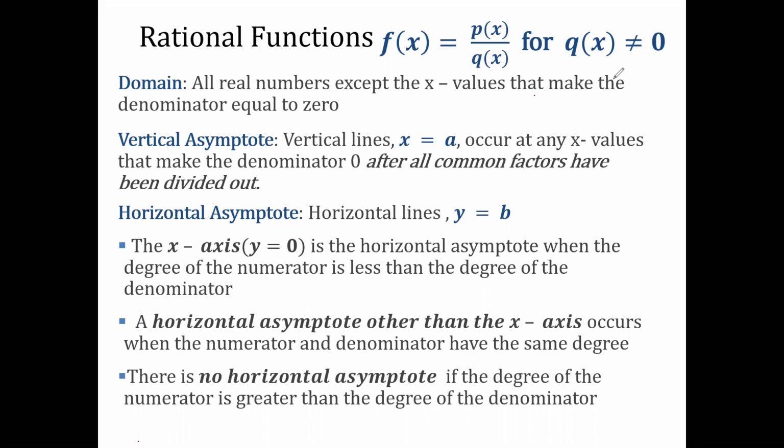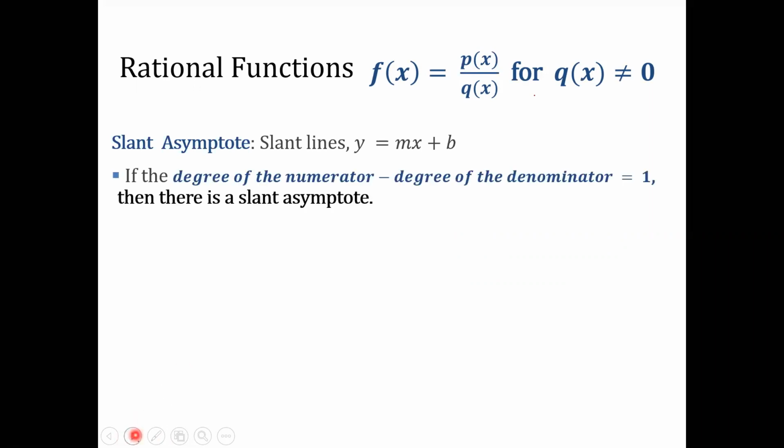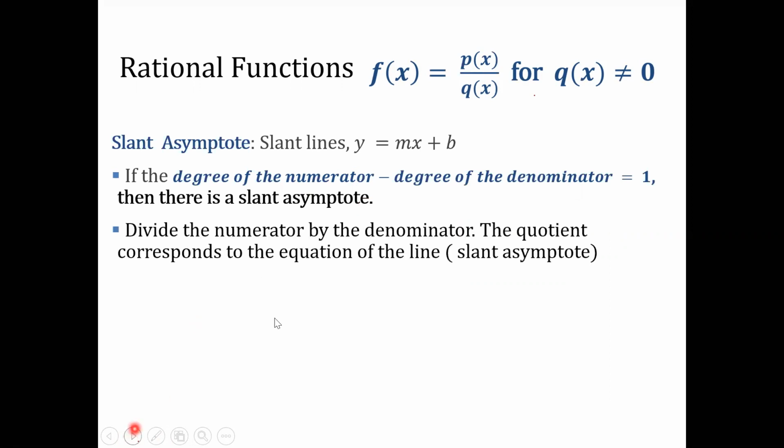Okay, let's proceed. Next. So you have the slant asymptote y equals mx plus b if the degree of the numerator is 1 more than the degree of the denominator, meaning degree of the numerator minus the degree of the denominator is equal to 1. Then you have a slant asymptote.